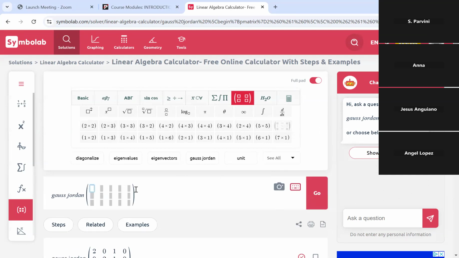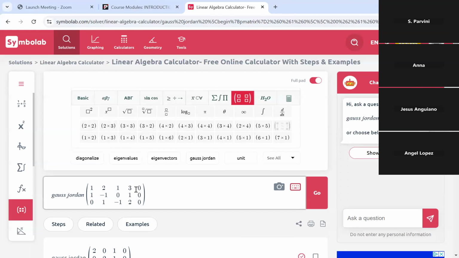Now, we're going to type in the numbers. 1, right arrow, 2, right arrow, 1, 3, 0. The second row is going to be 1, -1, 0, 1, 0. And the last row is 0, 1, -1, 2, 0. Give you a moment to catch up if you're following along with me.